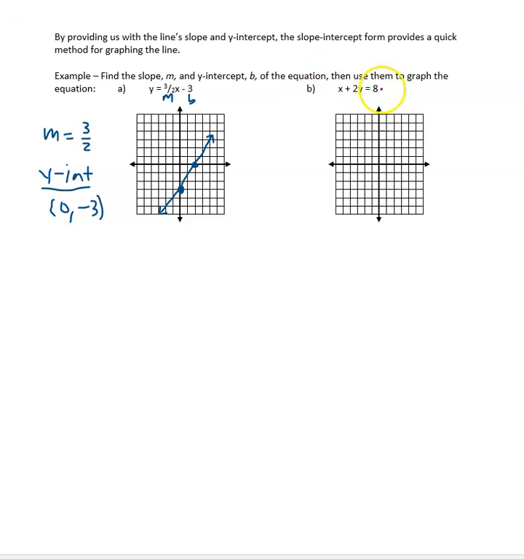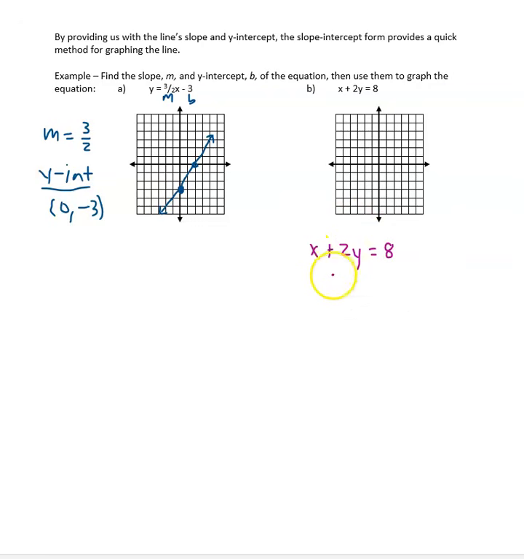Now, what about an example like B, where we are given a line that is not in slope-intercept form? Well, it's still a fairly simple process to graph it using the slope and the y-intercept, because all we have to do is write it in slope-intercept form, which means solve the equation for y, and we learned how to do that in a previous video. And then we can find the slope and the intercept and use those to sketch the graph.